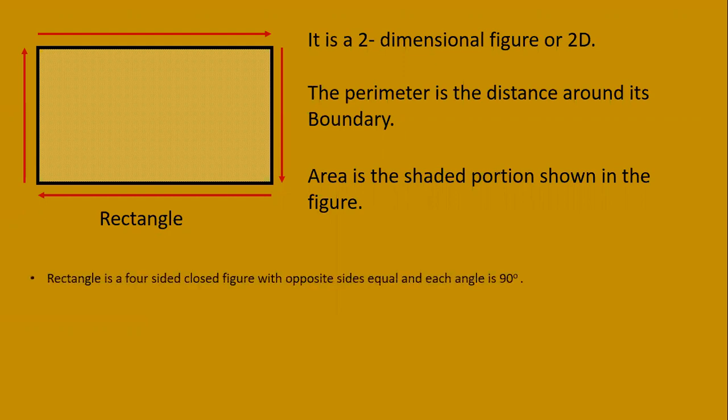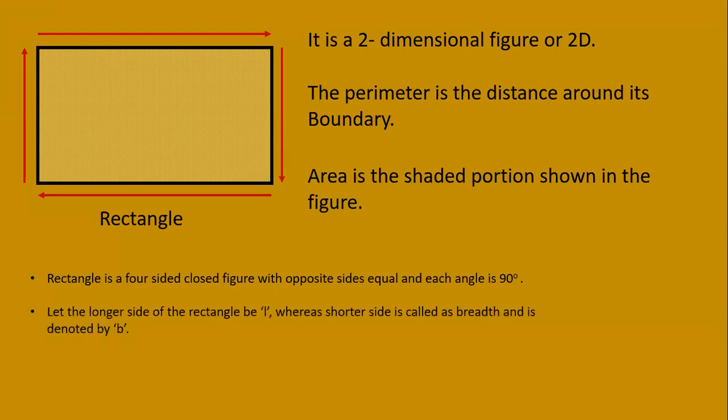Okay, now we know that a rectangle is a four-sided closed figure with opposite sides equal and each angle is 90 degrees. Again, I suggest you please try to watch my previous video on parallelogram or on quadrilaterals. In quadrilaterals I have discussed everything about the rectangle, so you can go there and watch it, and it will definitely be helpful for you. But we know that it is something like this.